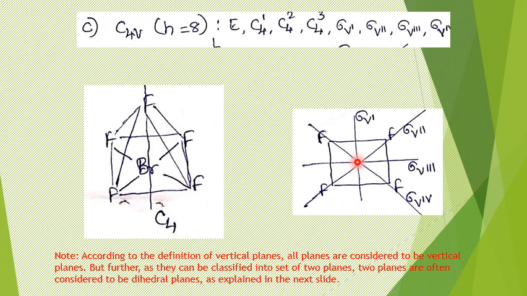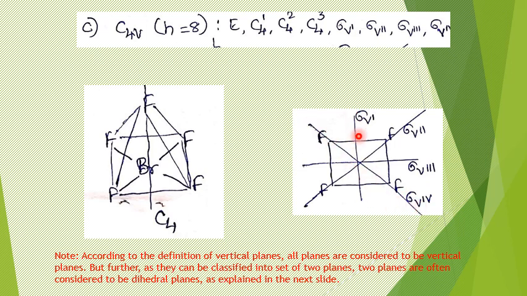Now we shall see the planes. See, this is one plane where these 2 F's can be exchanged. Similarly, the second plane that we have is this plane. These 2 F's and these 2 F's exchange and will leave the molecule in an identical orientation. And now one more plane is this.